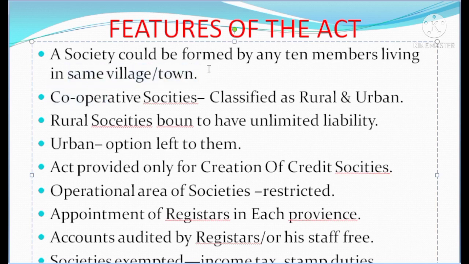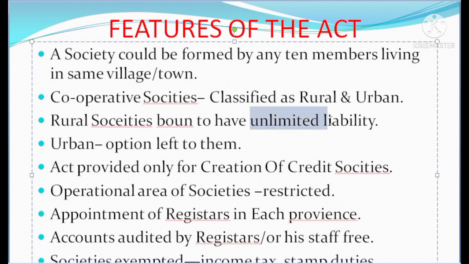That means community feelings can get boosted so that the members will come together, they will help each other, they will come out of these economic hardships. The first point is very clear. That means a society could be formed by any 10 members living in the same village or town. Cooperative societies were classified as rural and urban. Rural societies were bound to have unlimited liability.